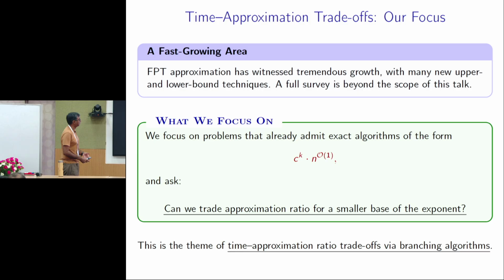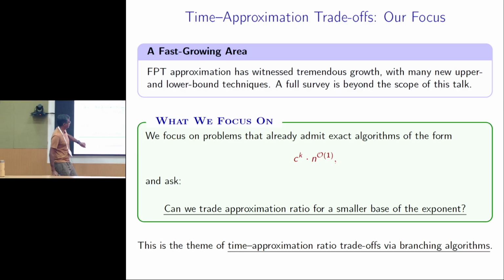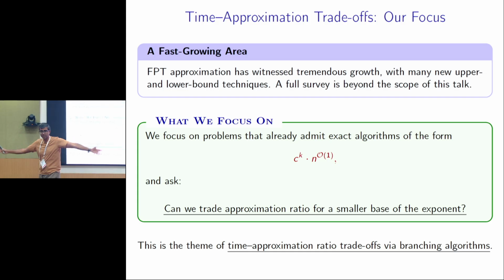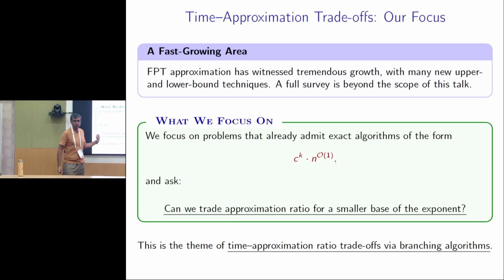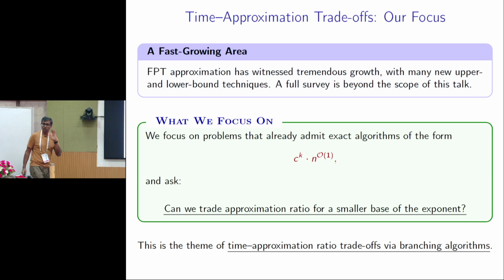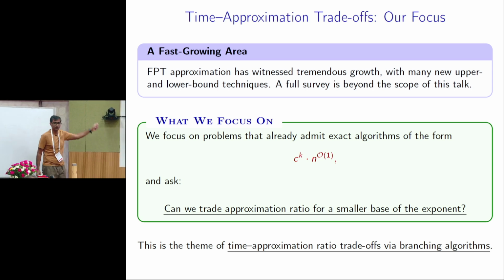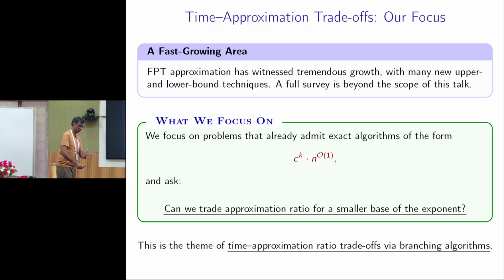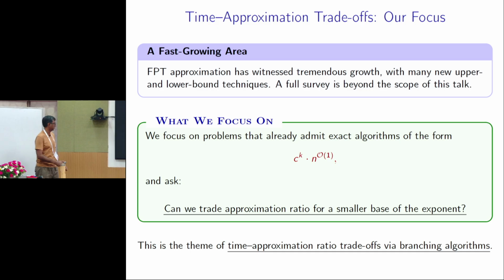So what I'm going to tell you is what was known if you had a c^k poly(n) algorithm, which in parameterized complexity we have plenty of. Can we get such a curve for those kinds of problems? We know how to solve them exactly. Can I get a curve for these problems where I now allow approximation and ask for slightly better running time? So this kind of time-ratio trade-off.